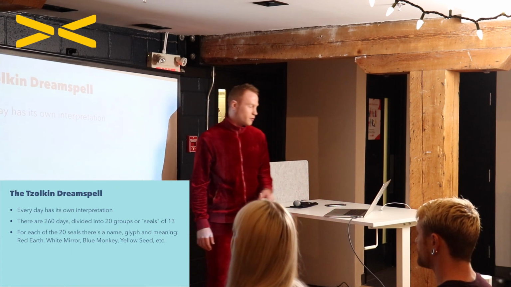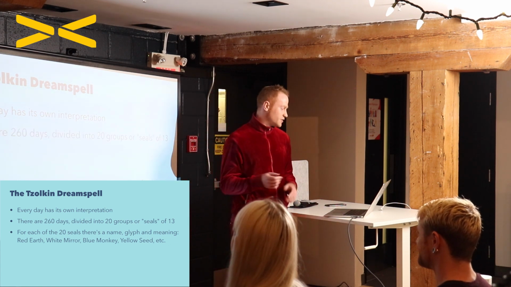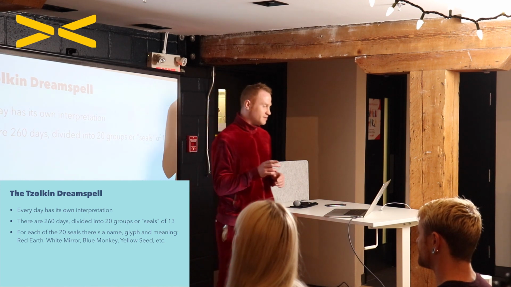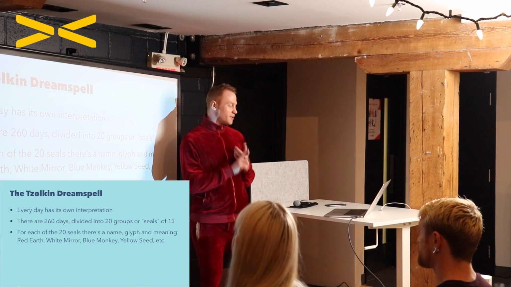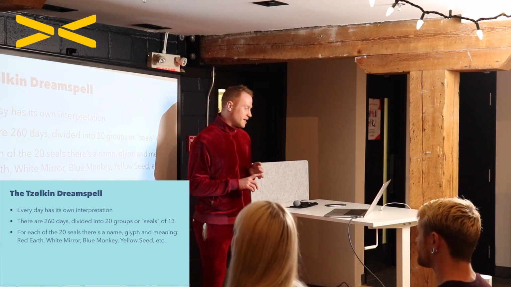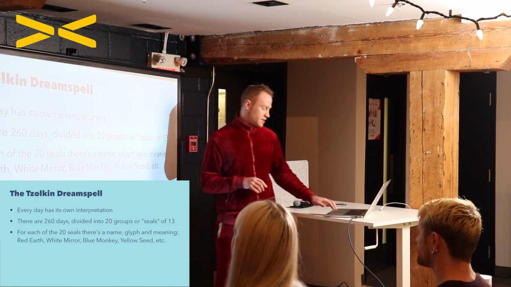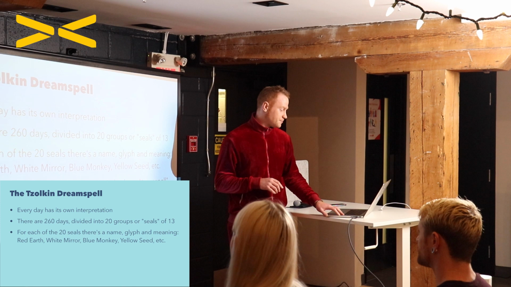So the way the dream spell works is that every single day has its own interpretation. And there's 260 days in this calendar, divided into 20 groups or seals of 13. Don't worry if you forget all this stuff. I'll just explain it quickly. For each of the 20 seals, there's a name, a glyph, and a meaning. So red earth, or white mirror, or blue monkey, or yellow seed. Each seal is also associated with a 13-day-long wave spell.